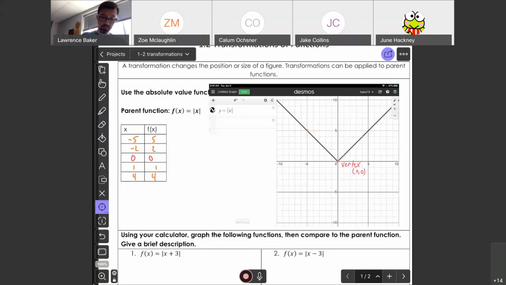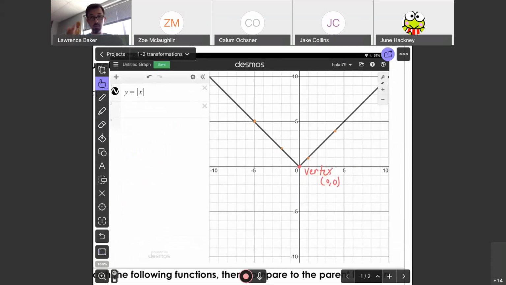So the vertex is going to be an important vocab word for you guys. Knowing where the vertex is, just identifying it. So again, with the absolute value function, it's right there at that corner of that V. Okay.